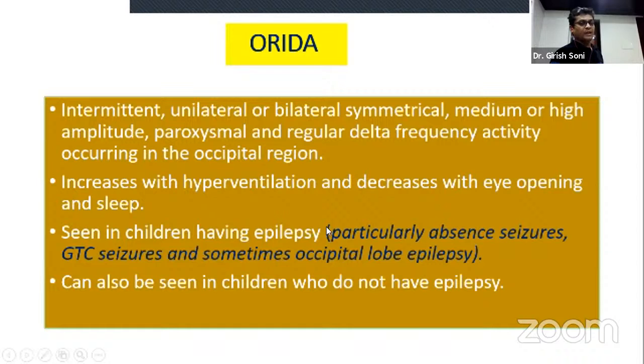It is seen in children with epilepsy, particularly absence seizure or idiopathic GTCS, sometimes occipital lobe epilepsy also. If there is occipital lobe epilepsy, it is seen unilaterally. If it is a generalized epilepsy syndrome, it is usually seen bilaterally and synchronous. Sometimes it can be physiological without any history of epilepsy. In those children who have history of epilepsy, if you see OIRDA on EEG, it signifies good prognosis, a good control with an anti-epileptic drug. So if you see OIRDA in a patient of epilepsy, indirectly it indicates good prognosis.